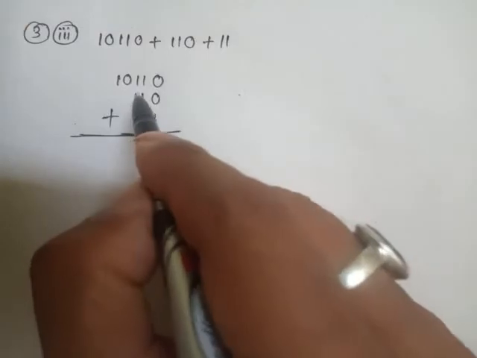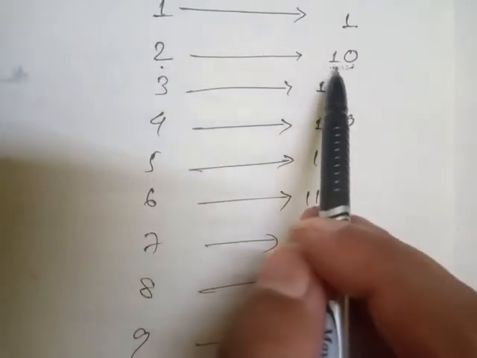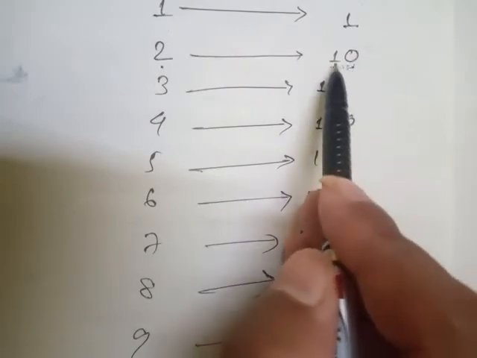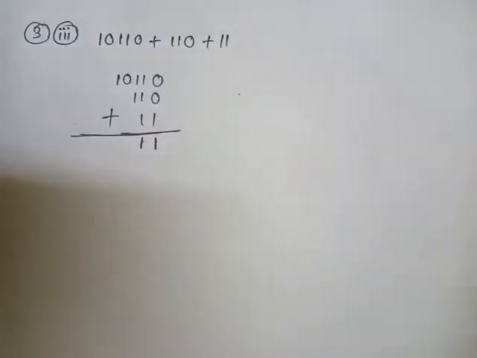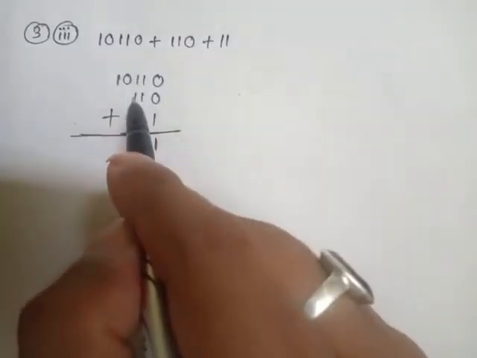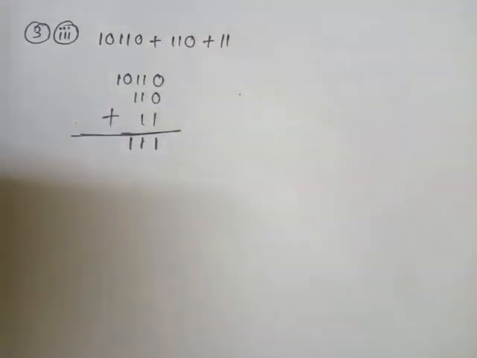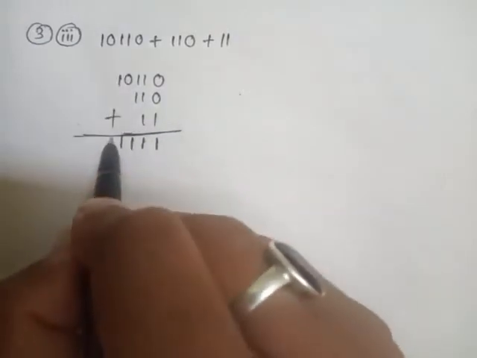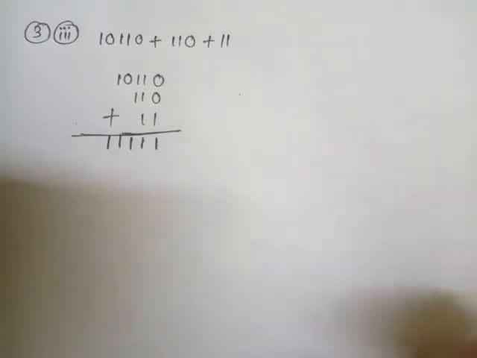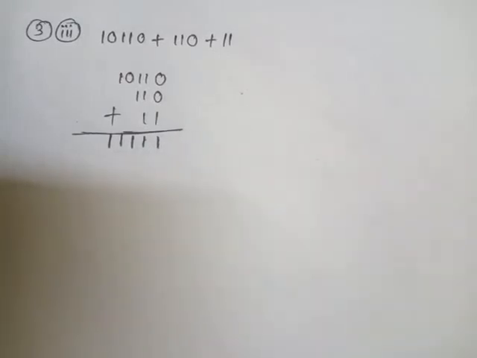Now 1 plus 1 is 2. Look here again, 1 plus 1 is 2. 2 means 10 in binary. So I will put here 10. 10 plus 1 carry means 11. So 11 means, look here, 1 plus 1 is 2, 2 in decimal but 10 in binary. With carry 1 means 11, so 1 here and carry 1. Then 0 plus 1 is 1 again, and this will be put here. This is the answer of 3 Roman 3.